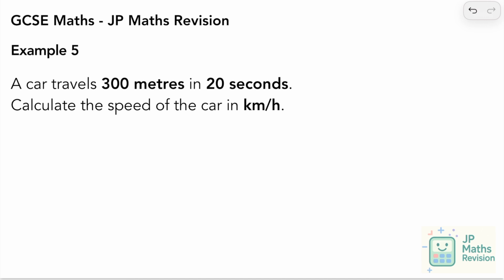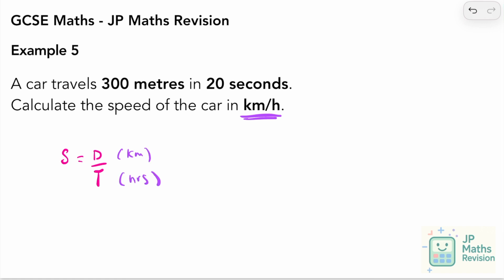Here's another example. A car travels 300 meters in 20 seconds. We need to find the speed, but this time in kilometers per hour. So we have that speed equals distance divided by time. But in order to get this in kilometers per hour, we need the distance to be in kilometers and we need the time to be in hours.